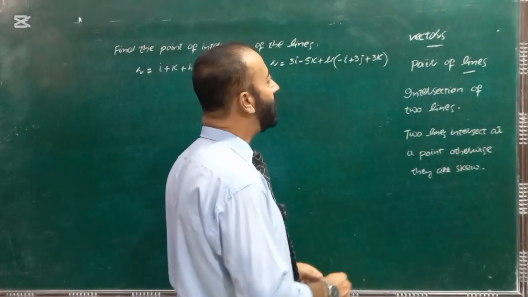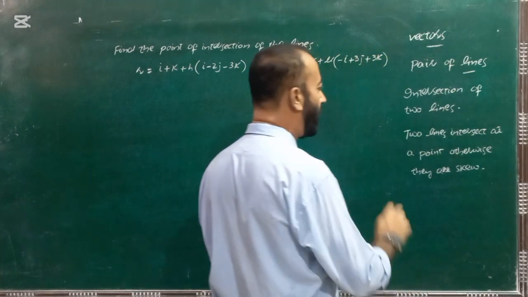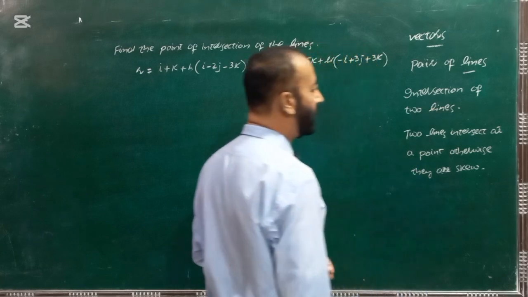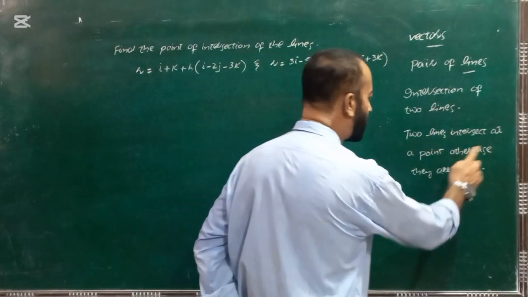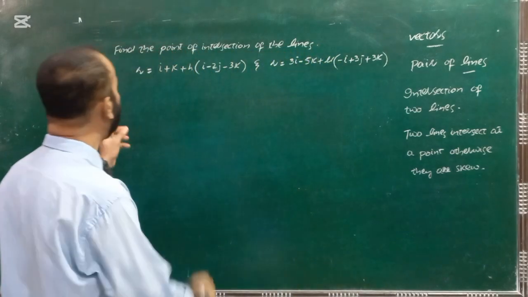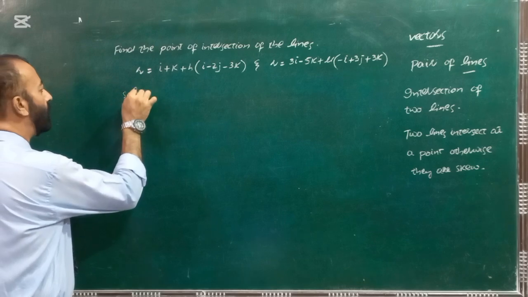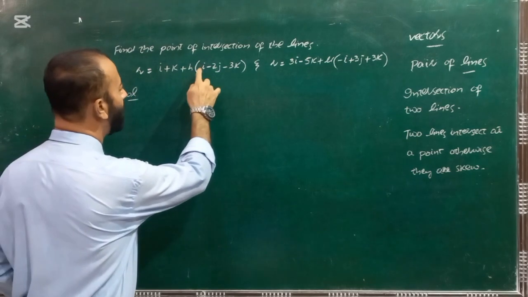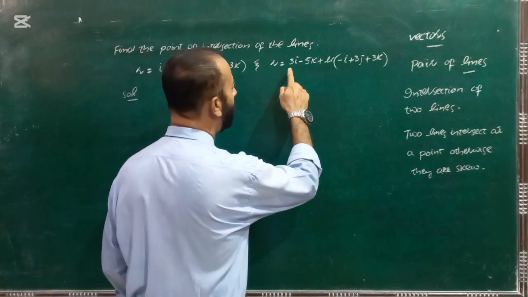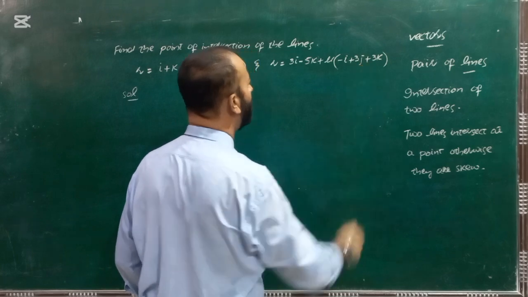The next thing that we are going to read in vectors, the topic is pair of lines, and the topic which we are going to read now is the intersection of two lines. So concentrate yourself, two lines intersect at a point, otherwise they are skew. And here is a question: find the point of intersection of the lines. Here are two lines given: the first is i plus k plus lambda times (i minus 2j minus 3k), and the second line is 3i minus 5k plus mu times (minus i plus 3j plus 3k).